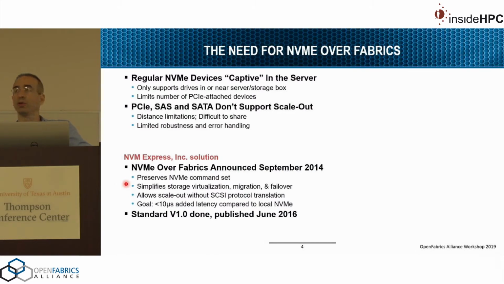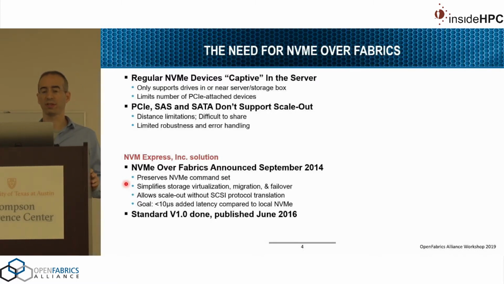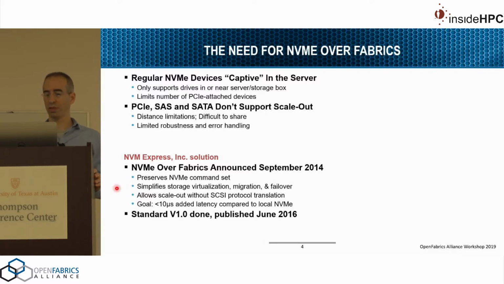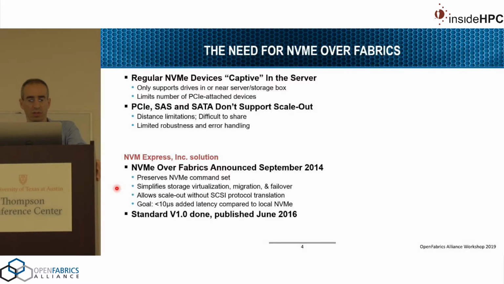And then we have the NVMe Over Fabrics. Why do we need it? So we don't keep the storage captive in the server. In terms of scale out, using the existing infrastructure like PCI, SAS, and SATA, the scale is much less than using the network. It's also a well-defined standard. The NVMe over Fabrics standard was defined in September 2014 and published in 2016.